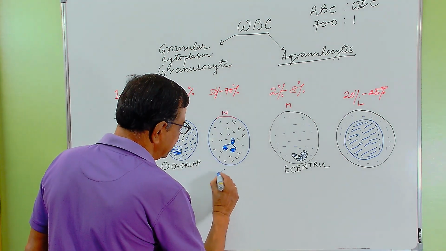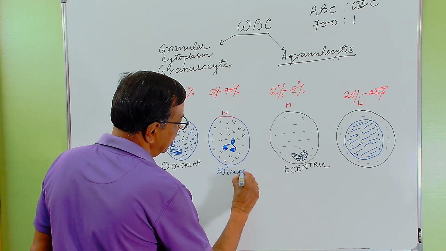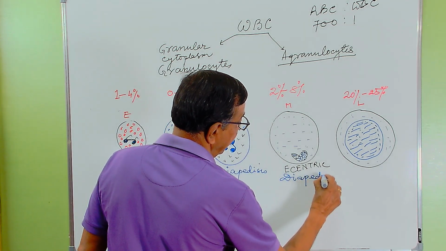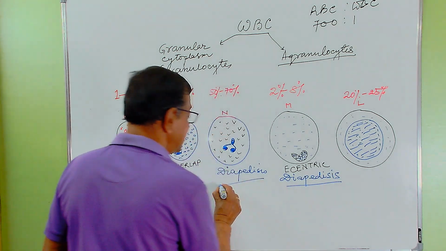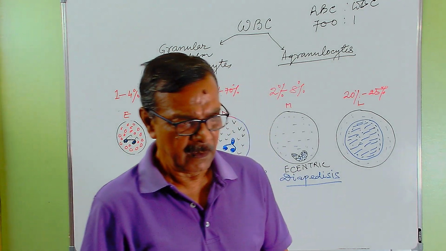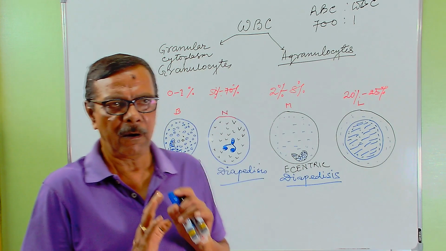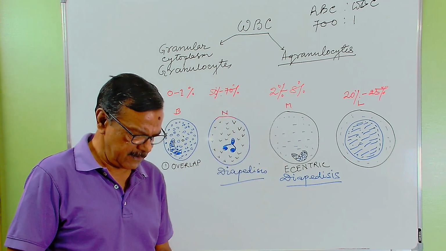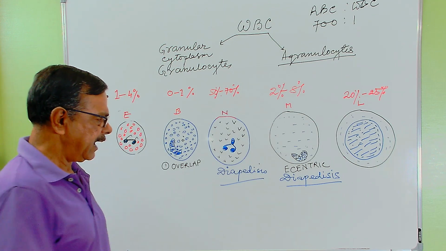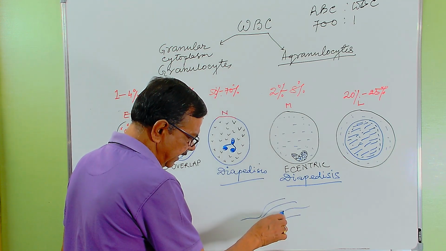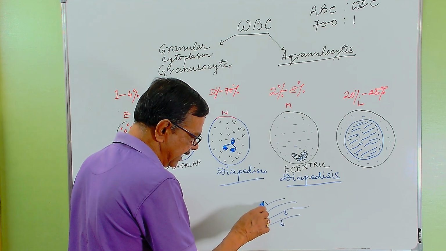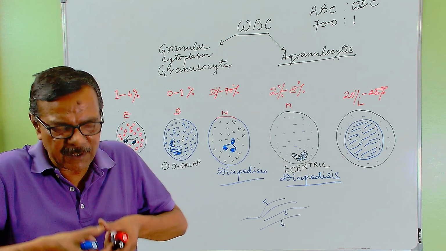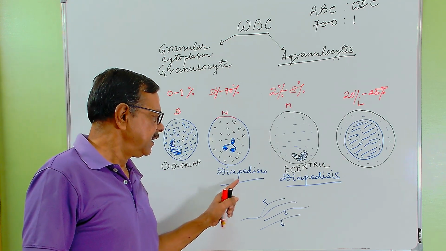You write here diapedesis. What is diapedesis? In case of any infection or inflammation or any pathological condition, first these two, that is neutrophil and monocytes, can borrow through the wall of the arterial and venous capillaries. They can go out of these capillaries, out of the vessels, to the site of infection. This quality is called diapedesis.